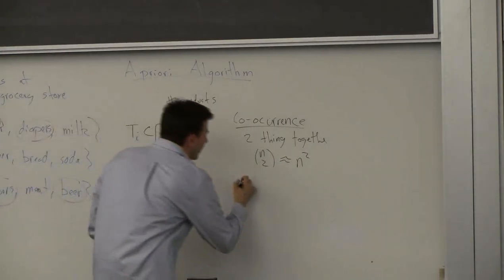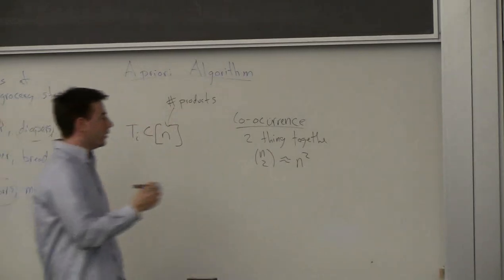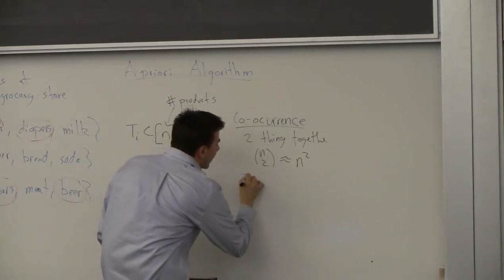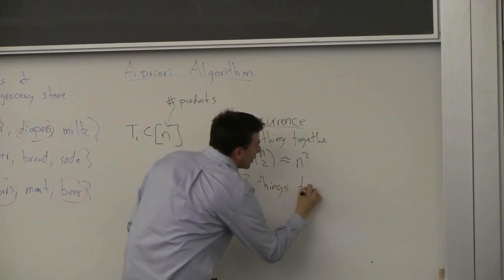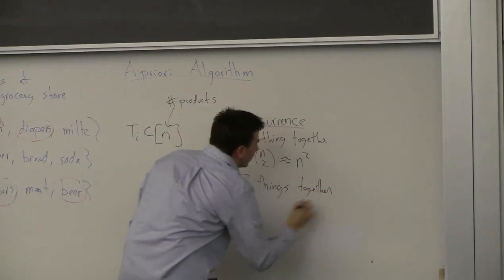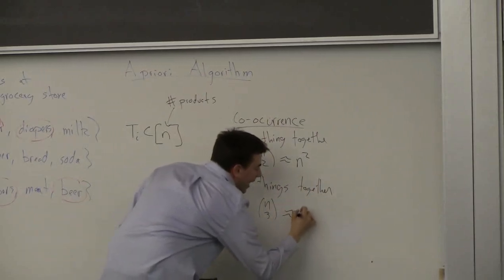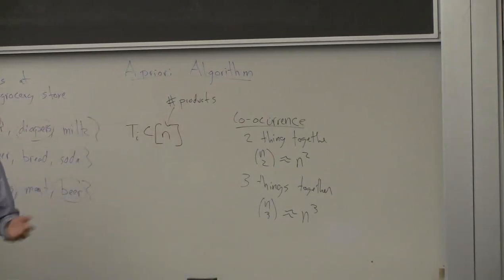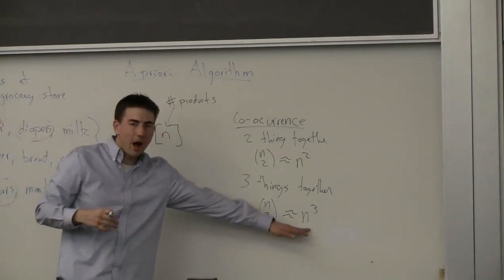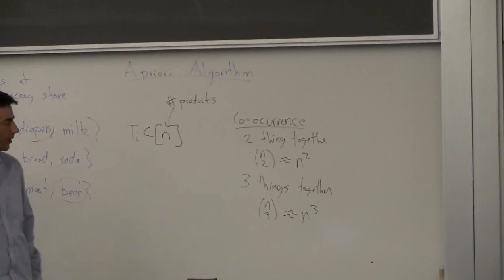And if you want to find 3 things that are found together, then this is going to be n choose 3 possibilities, and this is going to be roughly n cubed. This number is even huger, even larger. So you don't want to keep track of something for all of these triples together to see if these co-occur with each other.